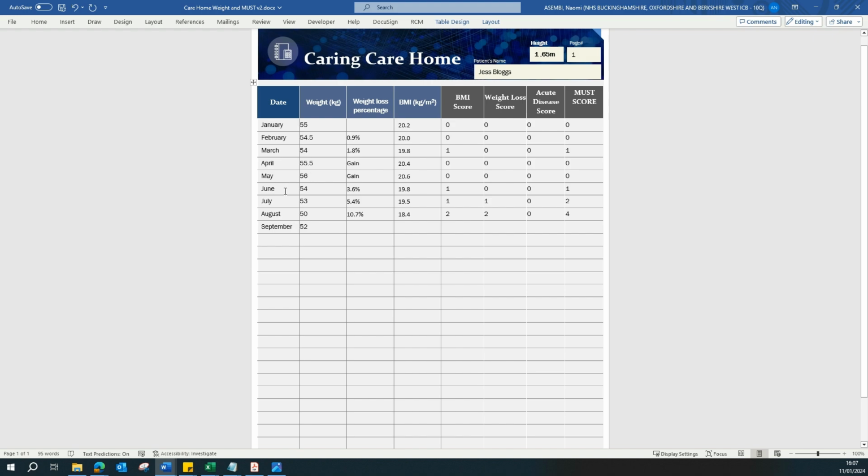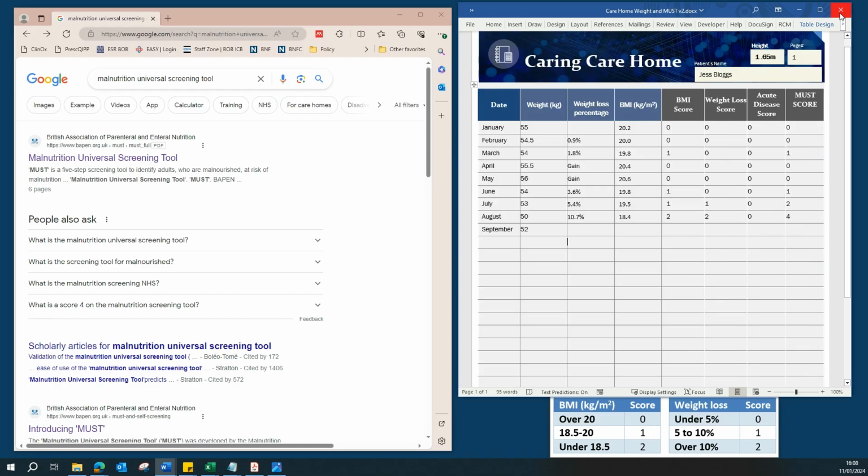In June, Jess Bloggs had a fall and was admitted to hospital, and during her admission she got a chest infection. Her appetite was affected and she began eating less and losing weight. She was discharged in August at 50 kilos. This puts her BMI in the very underweight range at 18.4 and over 10% weight loss since May. The Caring Care Home then implemented MUST Action Plan 2, and so we're going to calculate her MUST score together for September using the tool on the BAPEN website.